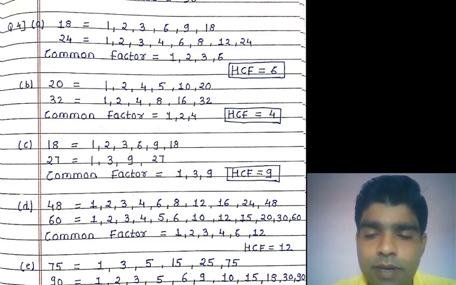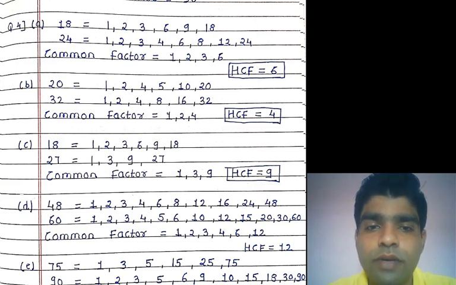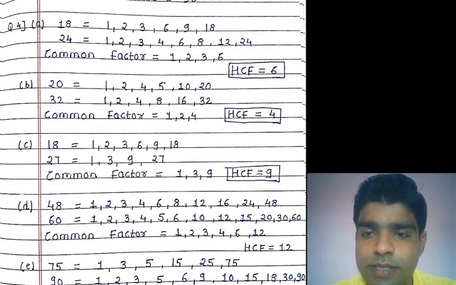And next, example D. Find the highest common factor of 48 and 60. First step, you have to find the factors of 48, find the factors of 60, find the common factors of both numbers. Okay, and then we have to find the HCF, the highest common factor.